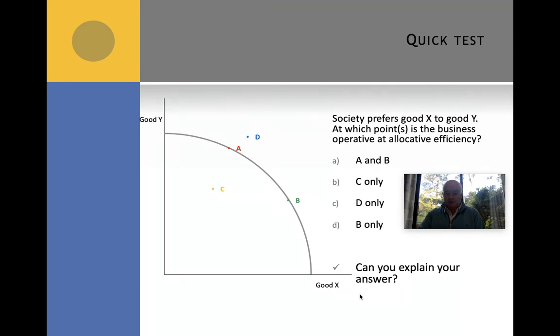So just a quick test here, given what we've just talked about in terms of productive PPS or PPCs. And again, given this point of allocative efficiency, just have a go at answering that question. I'll leave you to give that some thought and perhaps also explain why you've answered in the way that you have.